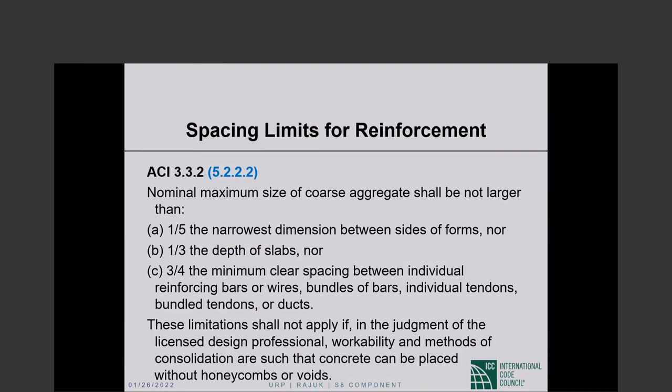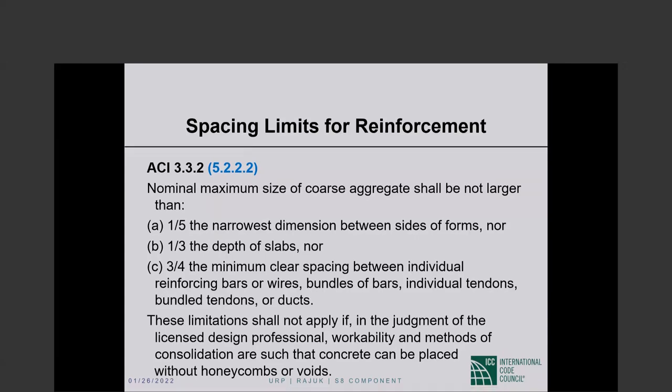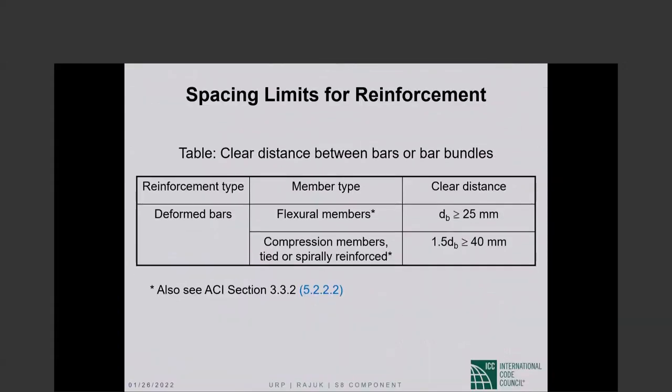Nominal maximum size of coarse aggregate shall not be larger than 1/5 the narrowest dimension between sides of forms, nor 1/3 the depth of slab, nor 3/4 the minimum clear spacing between. Anyway, some of these details I think are probably unnecessary to read. The whole thrust here is that concrete should get in. Okay? So concrete should get in. Keep that in mind. That's what all of this is geared towards.